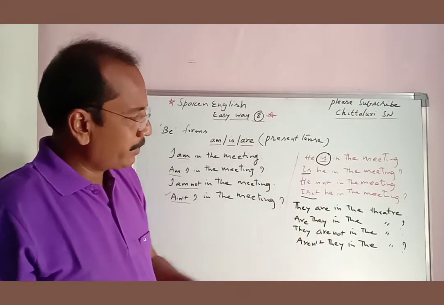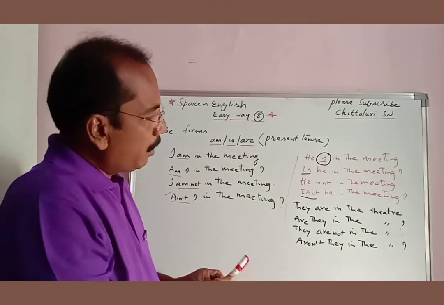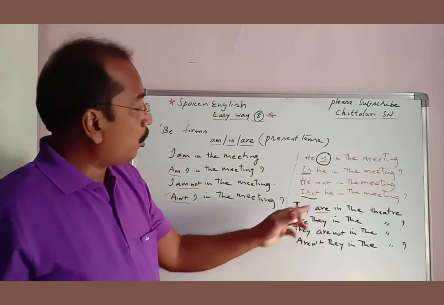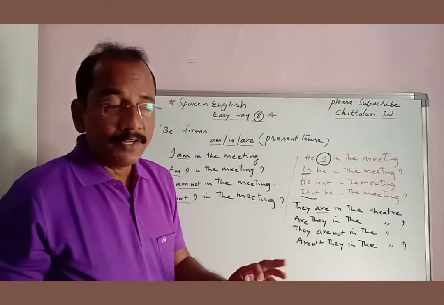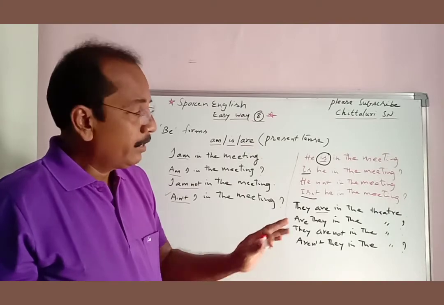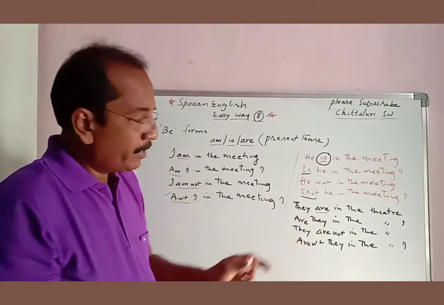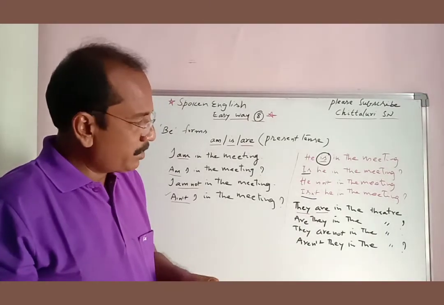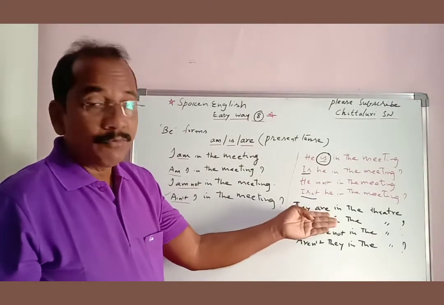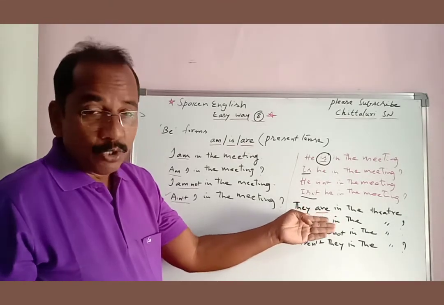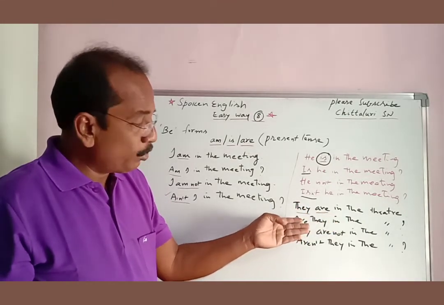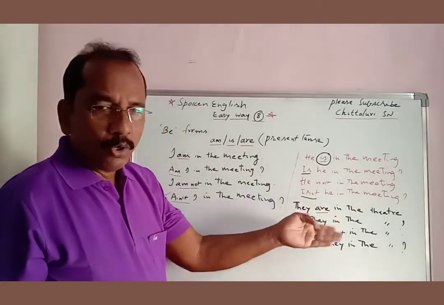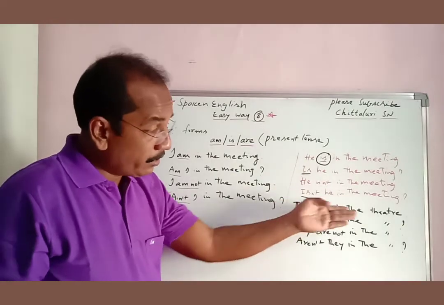And coming to this next example here, they are in the theater. They are, the be form I have taken is the present be form, and it applies for a plural, because here the subject is they, which is plural. So that's why here we have taken are. There is, we cannot say that, because the subject is in plural form. That's why we are supposed to use are here. So they are in the theater.